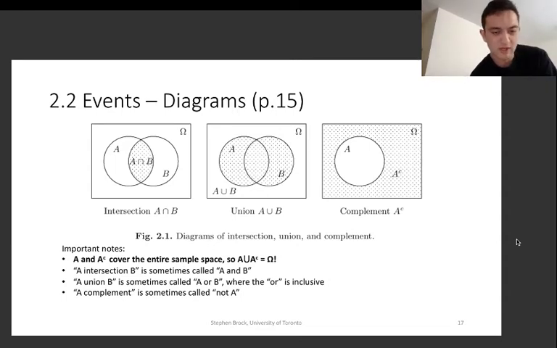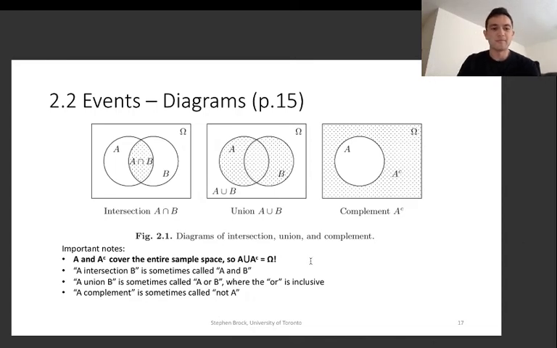So hopefully you guys have seen some of these diagrams before. I'm just going to go over them because drawing diagrams is a great tool for understanding and analyzing different questions and sets. So when you're looking at sets or events, drawing diagrams can often be very helpful when you're looking at intersections, unions, complements, just understanding what the question's asking.